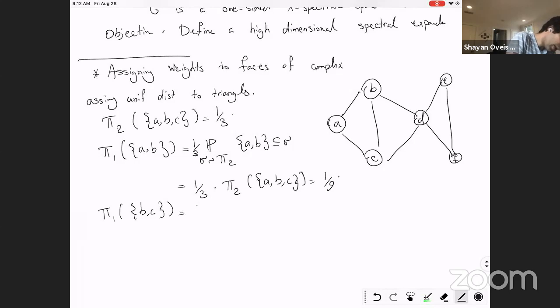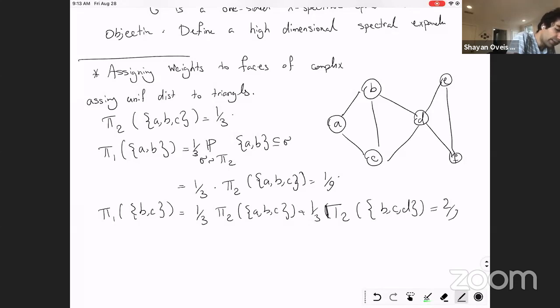So this is equal to 1/3 times pi2 of A, B, C plus 1/3 times pi2 of B, C, D, which is equal to 2/9. Okay, so you can keep going, and you actually get a distribution over edges. This is 1/9, 1/9, 2/9, 1/9, 1/9, 1/9, 1/9. You see that they add up to 1, hopefully.